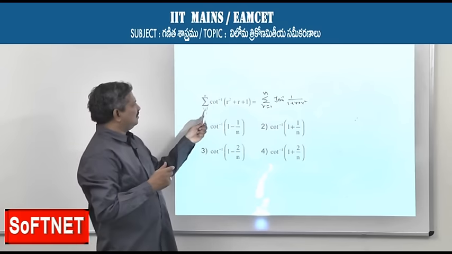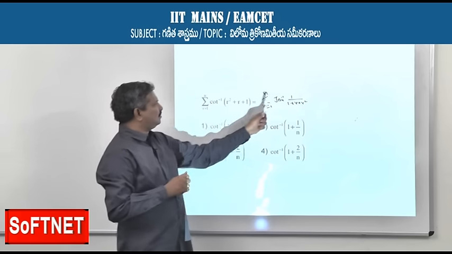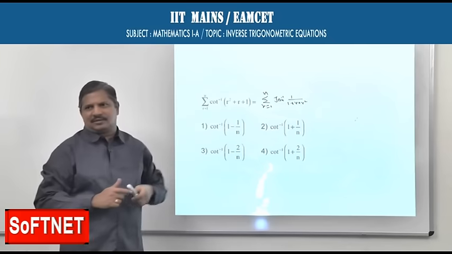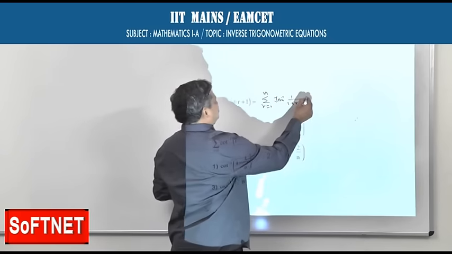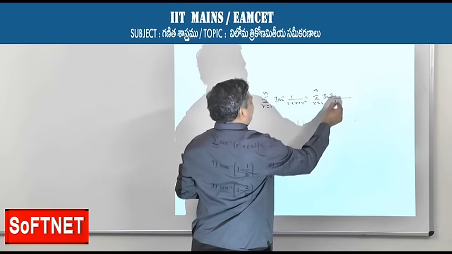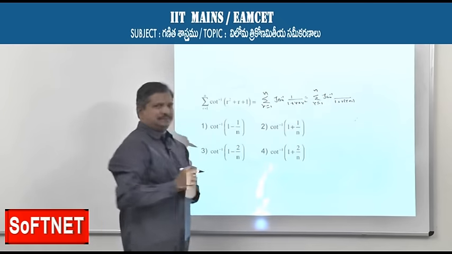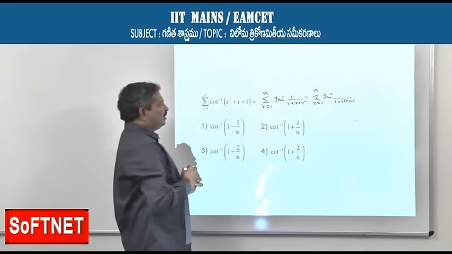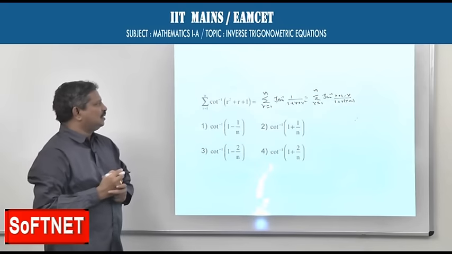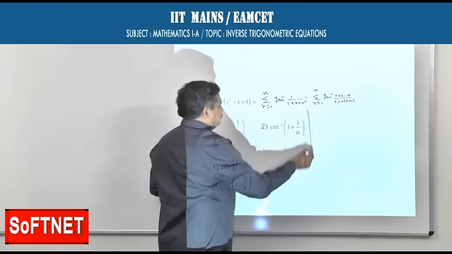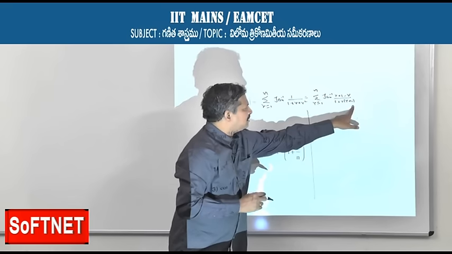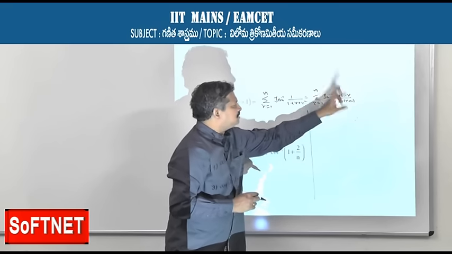So, sigma r equal to 1 to n cot inverse; I wrote tan inverse, the reciprocal of 1 by r square plus r plus 1. Next step is sigma r equal to 1 to n tan inverse of 1 plus r into r plus 1. Now, we can write this 1 as r plus 1 minus r. That is the major thing. So, if you take sigma here, r common, r into r plus 1 minus r, the r's cancel, you got 1.